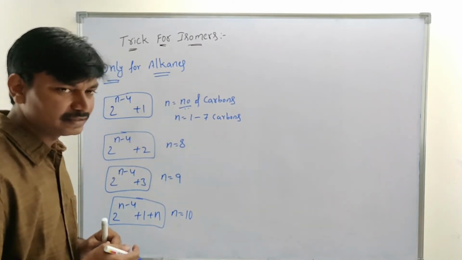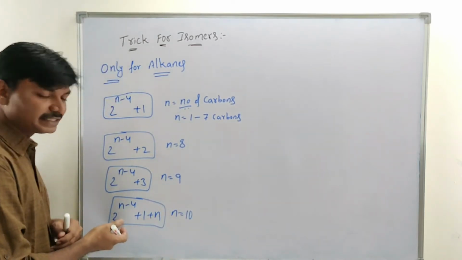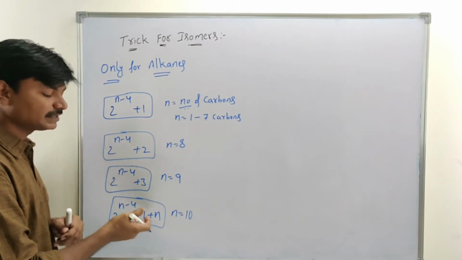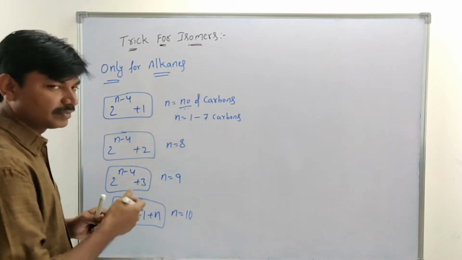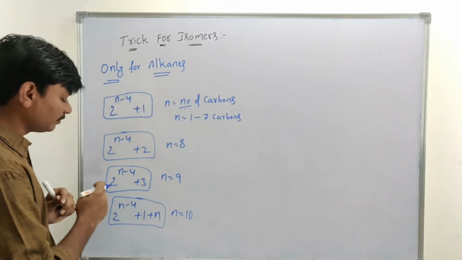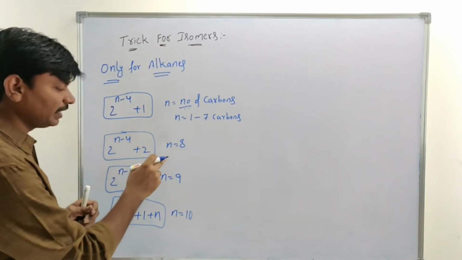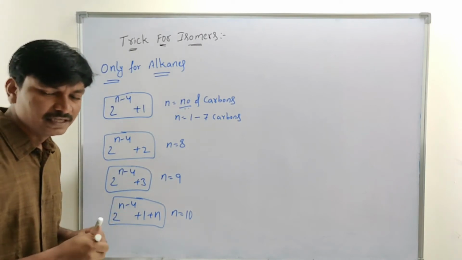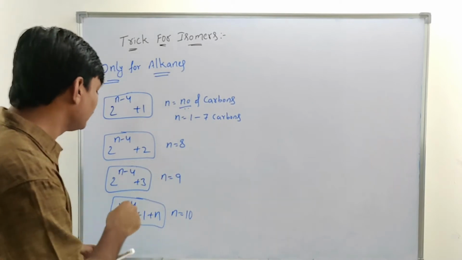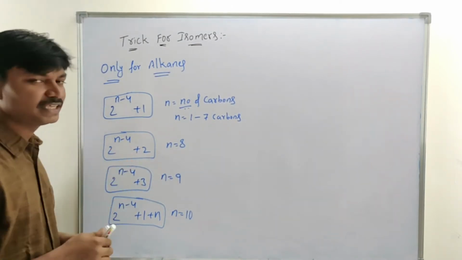n equal to 10 means if any alkane has 10 carbons, then its isomer formula will be 2 power of n minus 4 plus 1 plus n. If n equal to 9, if any alkane has 9 carbons, then the number of isomers formula will be 2 power of n minus 4 plus 3. If n equal to 8, the formula will be 2 power of n minus 4 plus 2.